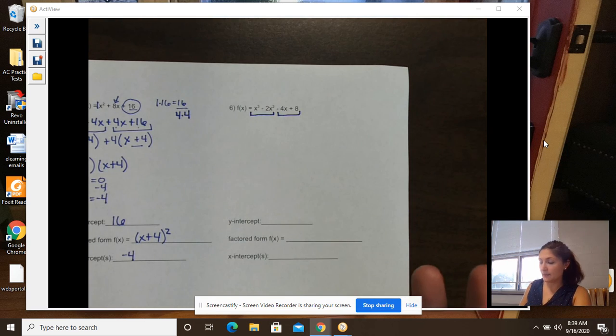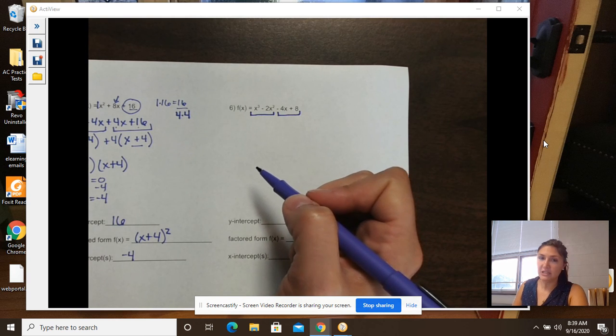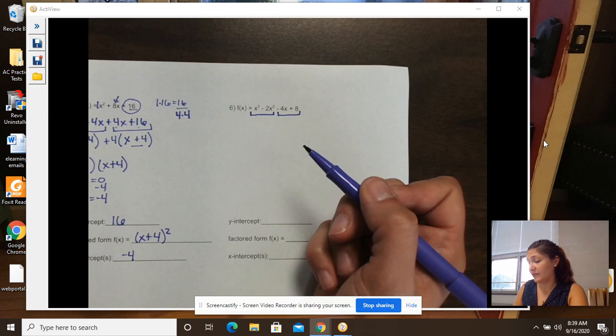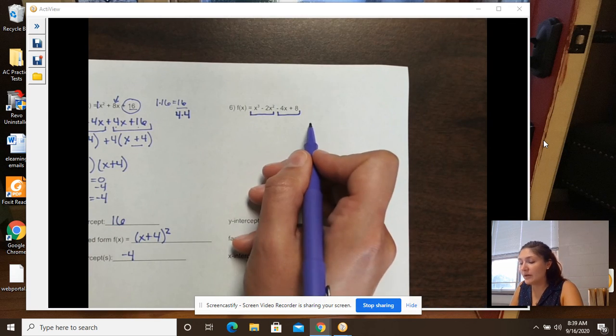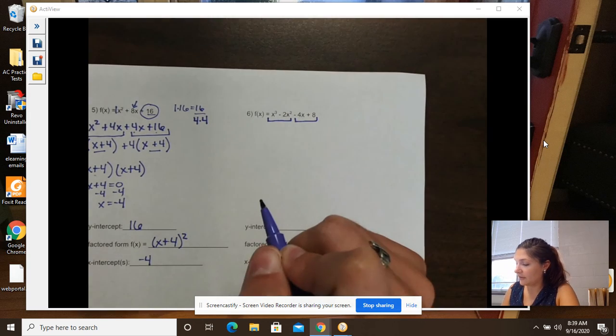And I've not stated this for the last couple of problems. But again, we always want to make sure I start by scanning my problem for a GCF. Do I have a greatest common factor for each of these terms? In the case of number 6, no. For number 5, also no. Okay, so I'm going to go straight to grouping here.